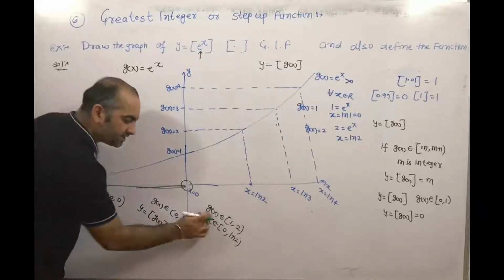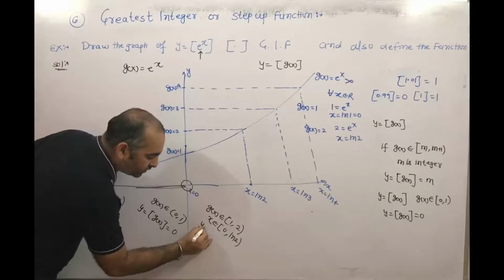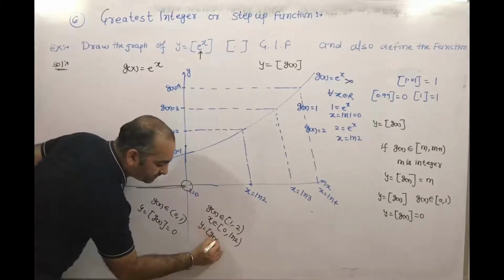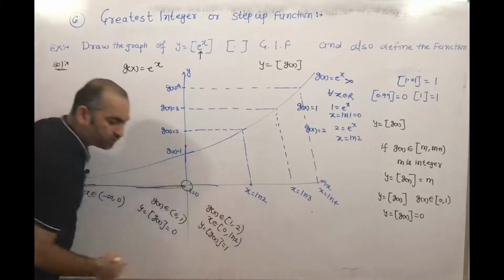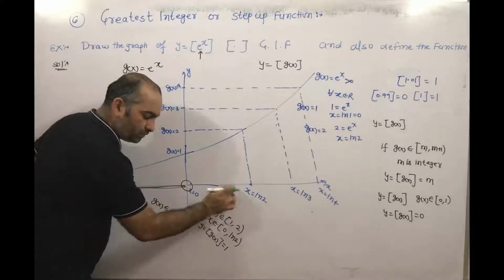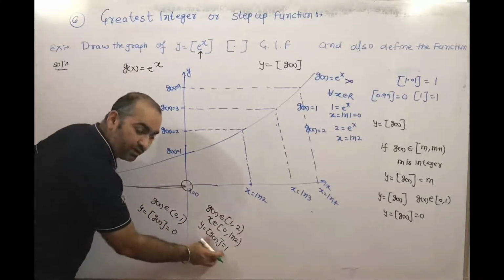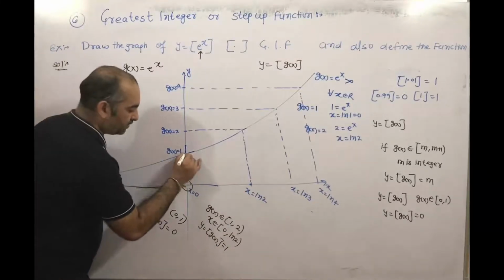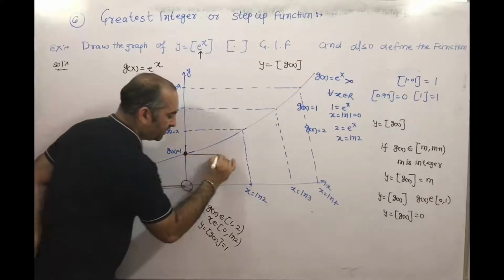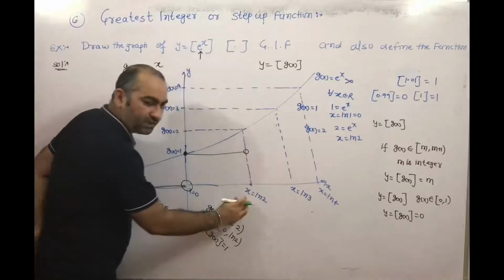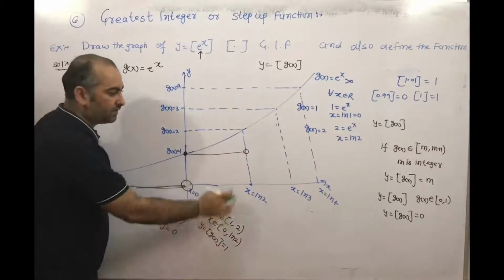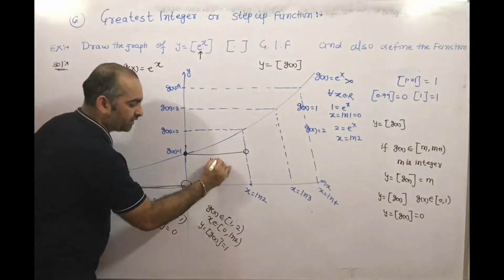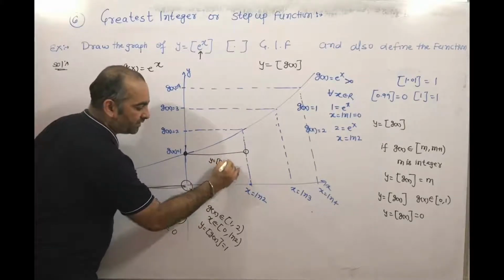So when g(x) is in closed interval 1 to 2, then y equal to greatest integer of g(x) value, what will come? This will come 1. So we can say 0 to ln2, greatest integer of g(x) is what? 1. So what line will y equal to 1? So we will draw y equal to 1 line. So this is closed and this is open, because x equal to ln2 is not included. So this value also not included.